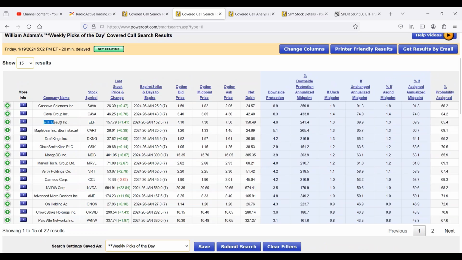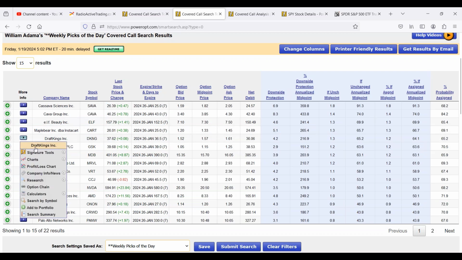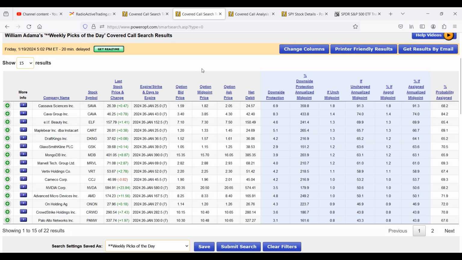ELF is still there, but it's not the top one anymore. We have Cassava Sciences in there and Kava Group as well, and DraftKings. So you see some different positions with different returns. And of course, as I mentioned, we can delve deeper into the stock chart, company information, research, analysis and more, to see which one best suits your goals for what you want to do.